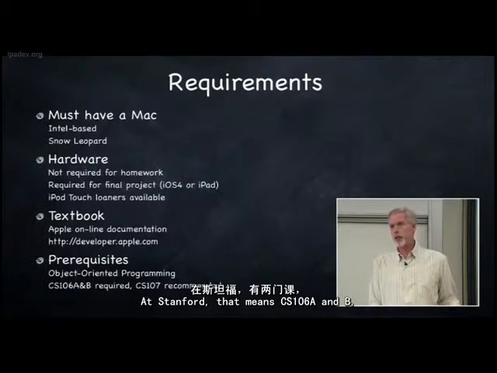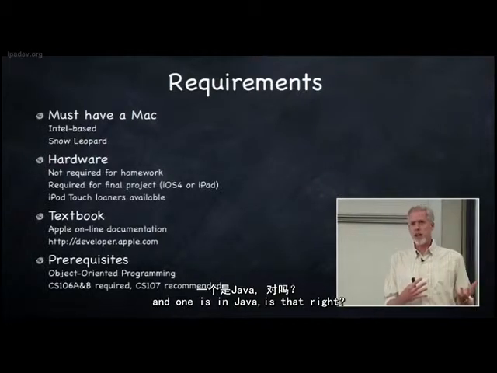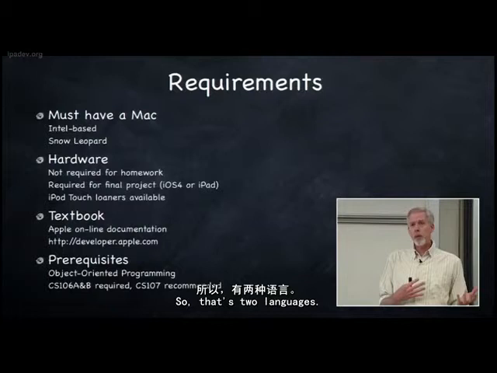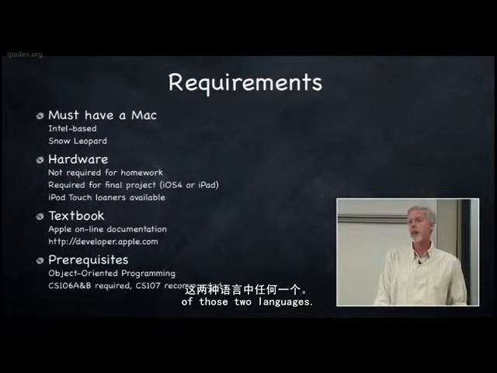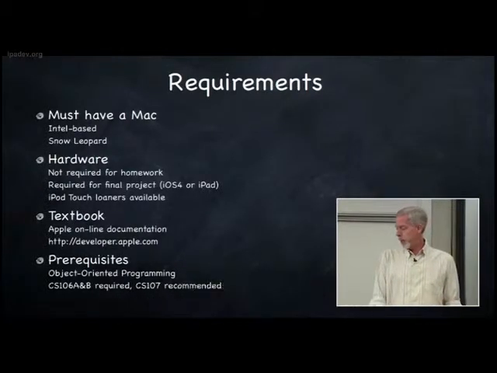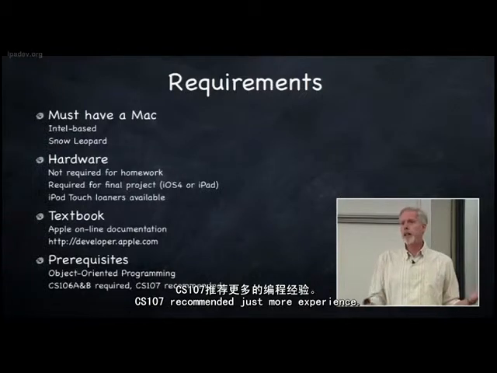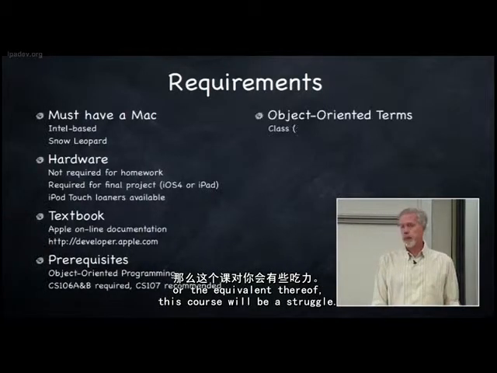At Stanford, that means CS 106A and B, which my understanding is nowadays one of them is in C++ and one's in Java. Is that right? So that's 2 languages. You're going to learn a 3rd language in this course because the iOS SDK does not use either of those 2 languages. But it's always good to learn more languages. CS 107 is recommended, just for more experience. But if you haven't taken both 106A and B or the equivalent thereof, this course can be a struggle.